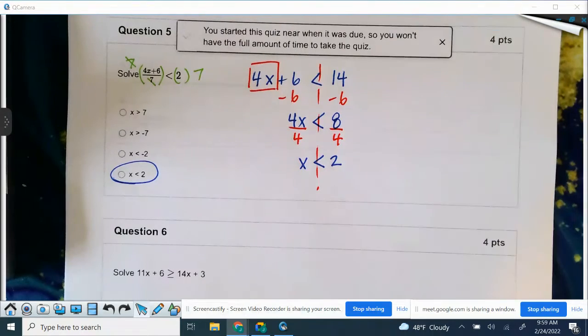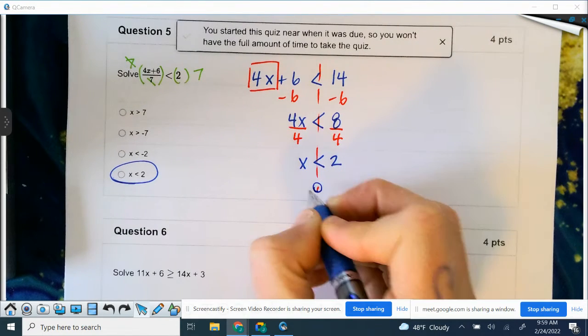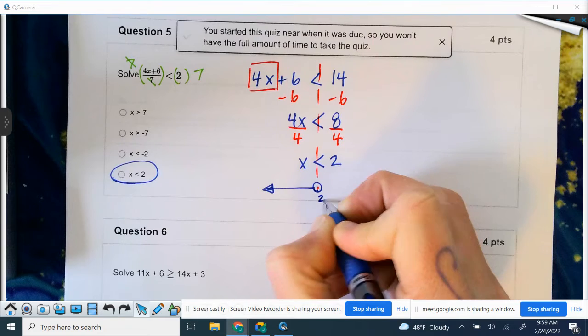And just for a reminder, that means it would be an open circle. It's less than, and it would shade to the left if that was 2.